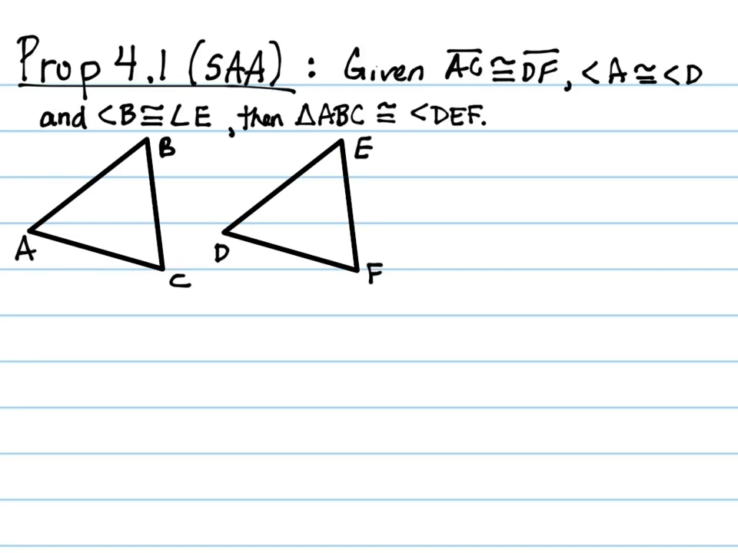So the pieces that we have with our argument right here, our statement here, is that side AC and DF are congruent. So those are our two sides. B is congruent to E. And, oh, I skipped one. A is congruent to D.